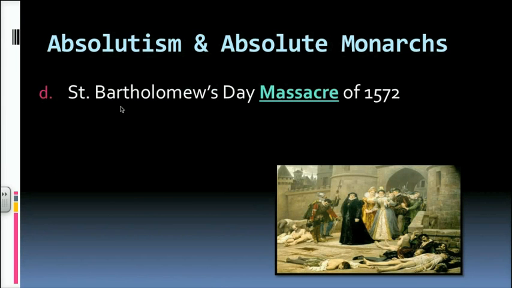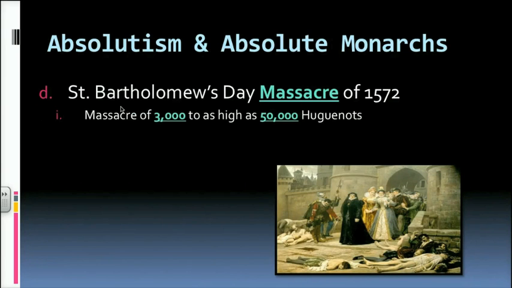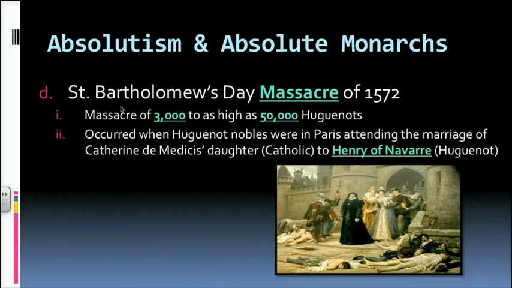Well, this leads to the St. Bartholomew's Day massacre of 1572. What is it? Well, it's a massacre of 3,000 to maybe as high as 50,000 Huguenots. A lot of Protestants die in the St. Bartholomew's Day massacre. How does this occur? Well, it occurred when the Huguenot nobles were in Paris attending the marriage of Catherine de Medici's daughter, who was obviously Catholic because she's Catholic, to a man named Henry of Navarre, who was a Huguenot.